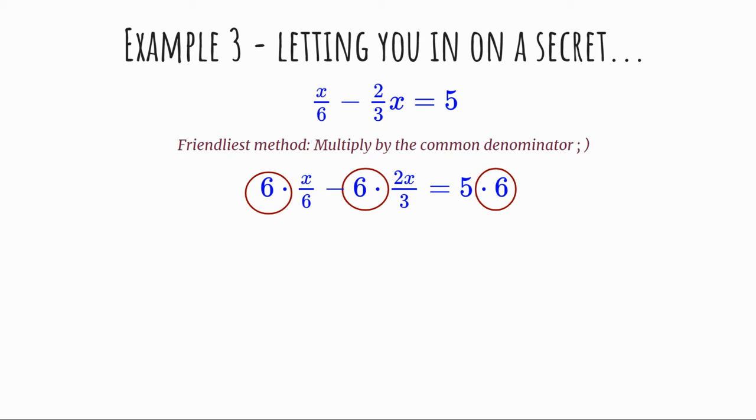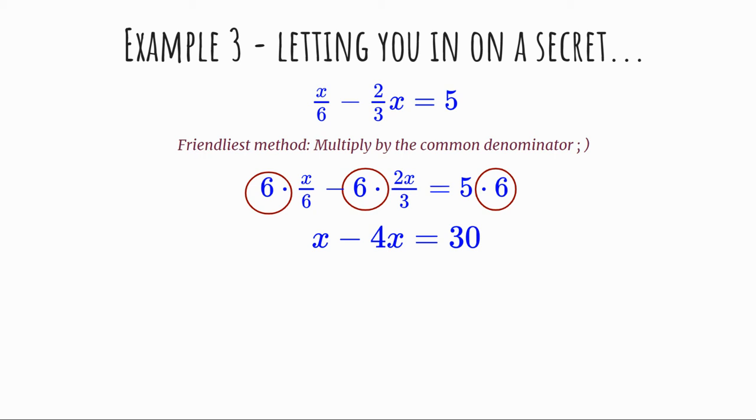When I look at 6x divided by 6, I can see that the only thing left is going to be the x. And then when I do 6 times 2 divided by 3, that's 12 divided by 3 equals 4. Or I can think 6 divided by 3 equals 2, and then multiply by 2x equals 4x. Of course, it is negative. And on the other side, I have 30. So after this step, this is what I have, and no more fractions. x minus 4x equals 30.